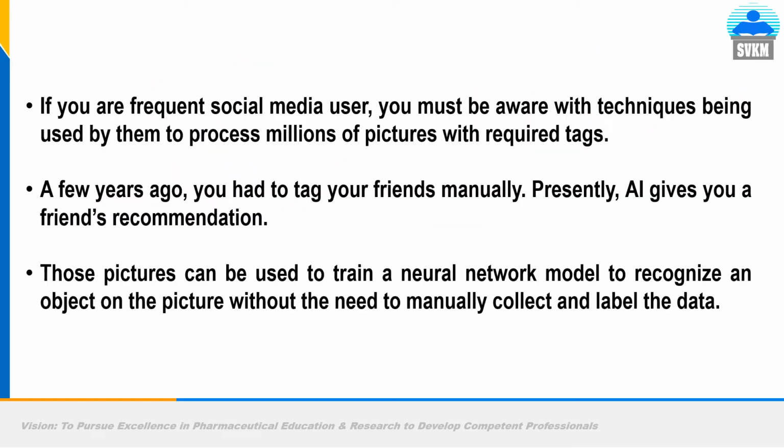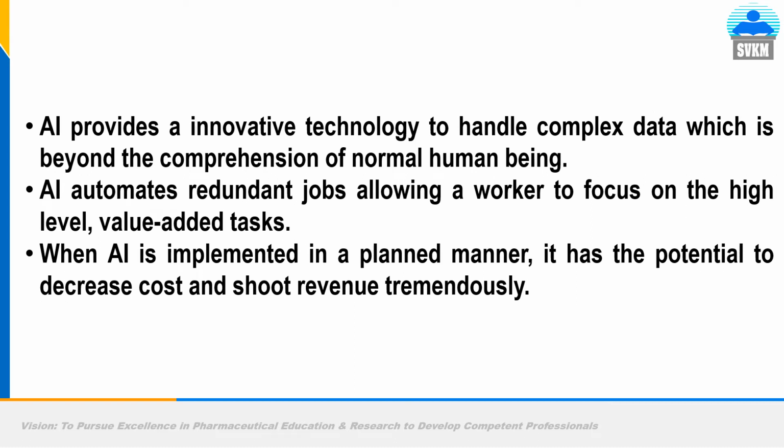If you are a frequent social media user, you must be aware of what techniques are being used by social media giants to recommend friends or to give you tags on your photo or photos of friends. Some years before, you had to do it manually. You had to tag your friends in your image. But nowadays, because of deep learning and networking type of graphical models, various social media sites are giving you ready-to-use tags and friend recommendations based on your common connections, your comments and your entire networking on Facebook.